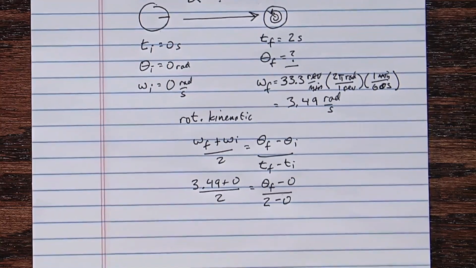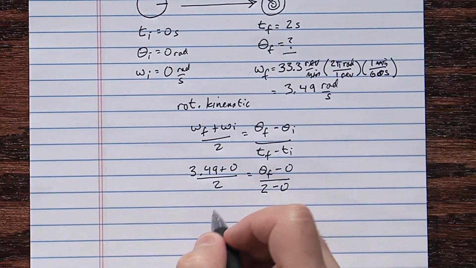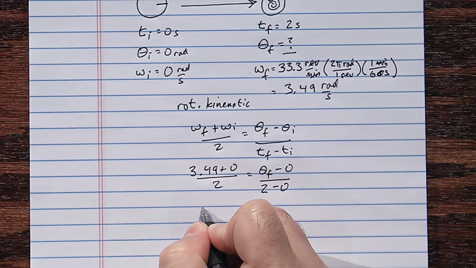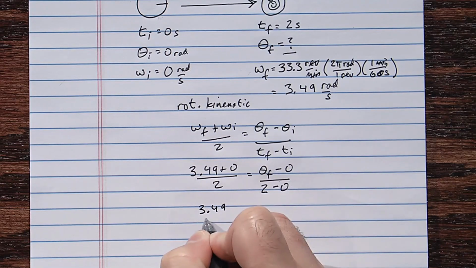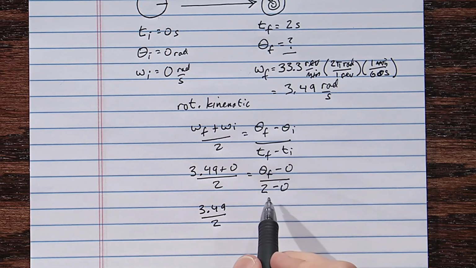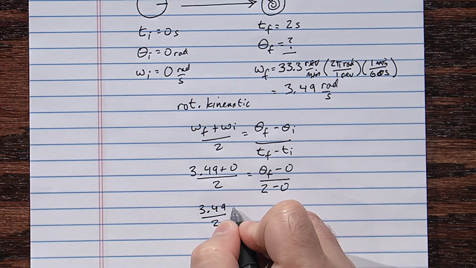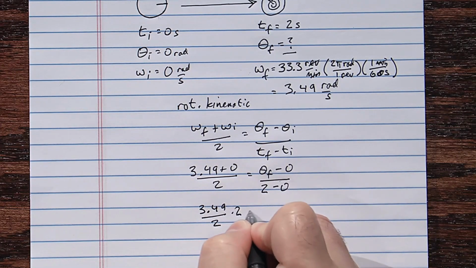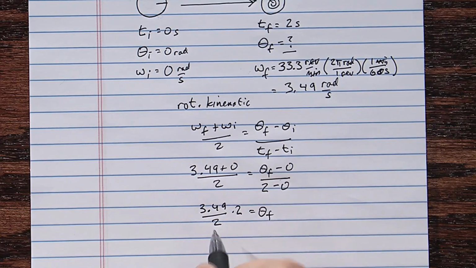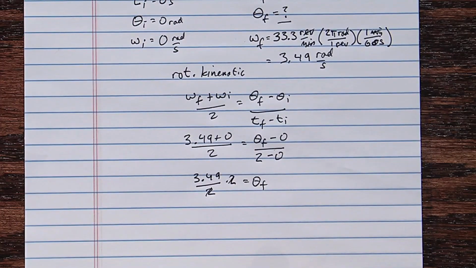And carrying that forward one step, we have 3.49 divided by 2, and then I'll multiply by 2 to get theta final by itself. So I'll multiply both sides by 2, is equal to theta final, and we can see that these 2's cancel out as well, and we have theta final is 3.49 radians.